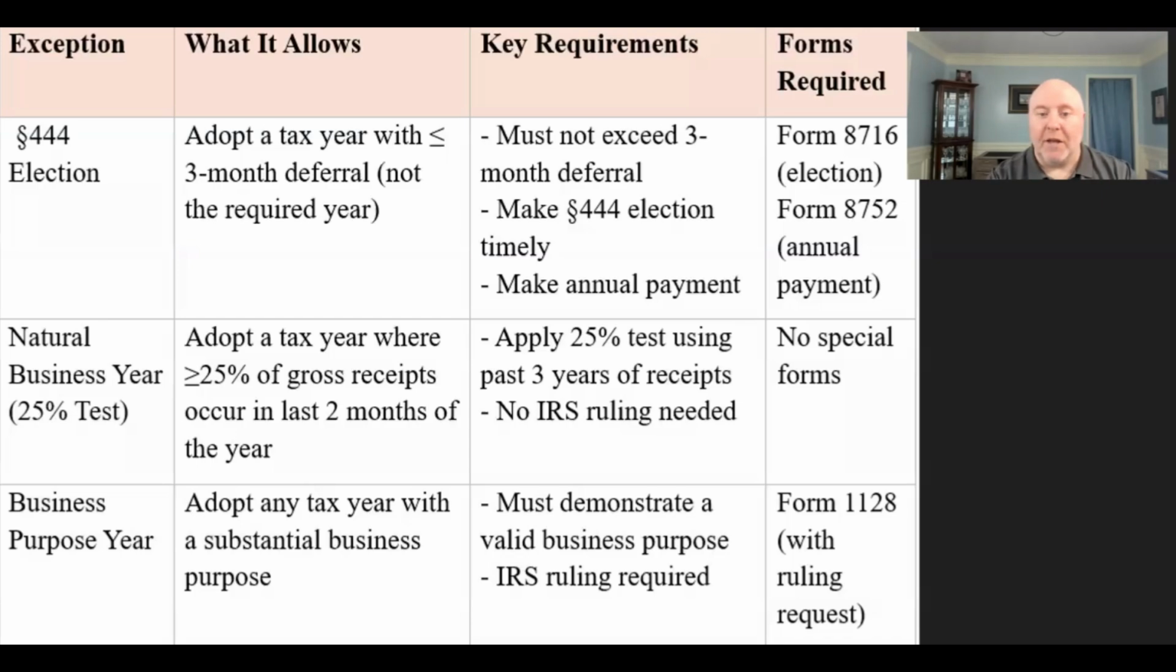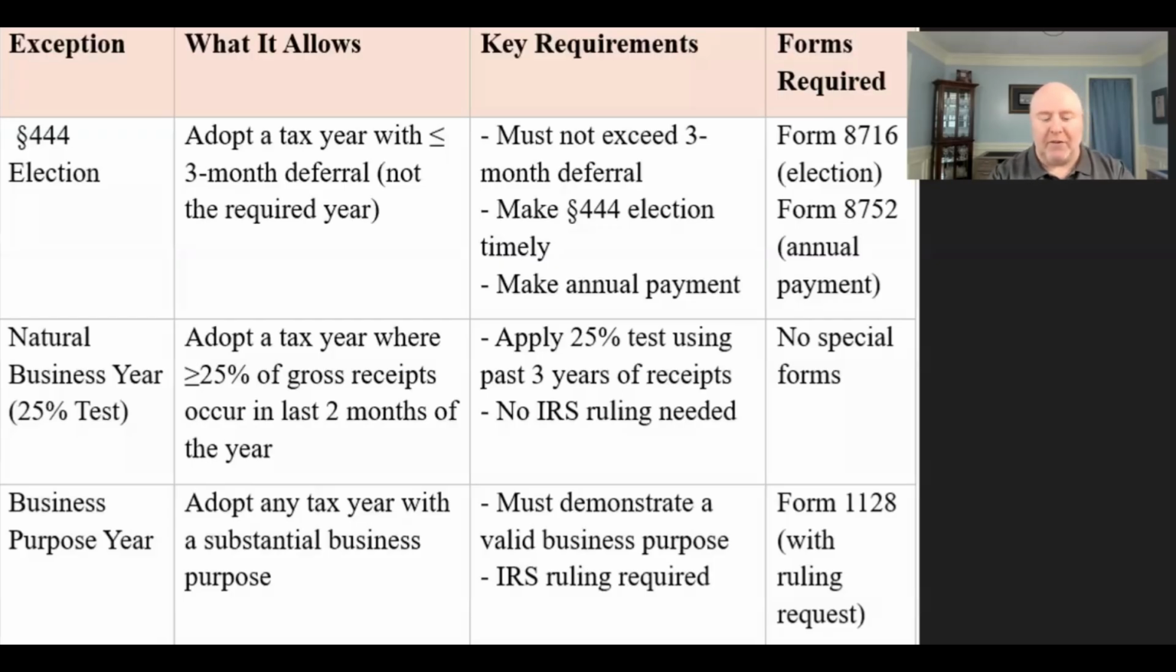Now, here's the thing. There's some requirements that we have to do. We have to file a form to be able to do this. And what we do is we make the election with Form 8716. So there's a form that we have to complete, and then there's actually an annual payment that we have to make. And I'll walk you through an example that deals with these annual payments. But what it's doing is it's basically saying that we're going to pay an amount that is equal to the deferred taxes that we otherwise would have paid. And this is done annually and it's going to be adjusted annually. It's not a tax and it is refundable once the 444 election is no longer used.